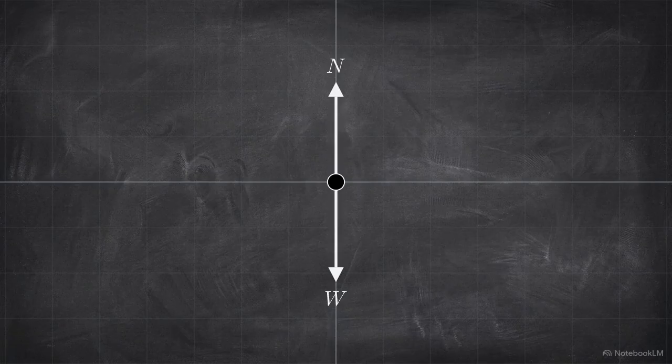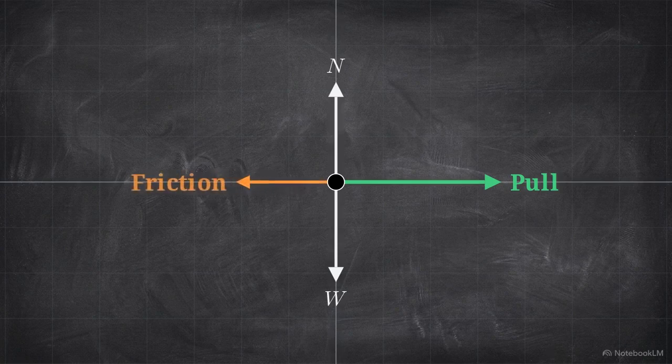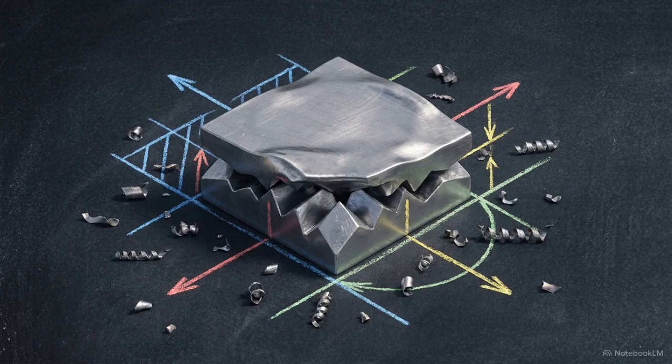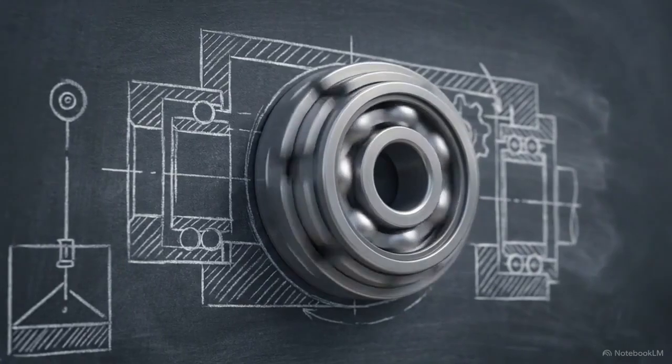If we apply a horizontal pull to our block, a new reactive force appears. Friction pushes in the opposite direction, actively resisting the relative motion between the two surfaces. We distinguish between static friction, the threshold force required to hold an object completely still, and kinetic friction, the weaker force that resists an object once it is actively sliding. Unwanted kinetic friction saps mechanical energy.